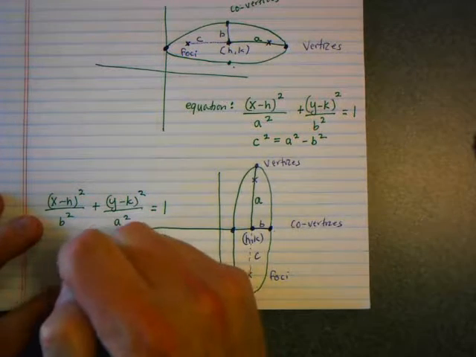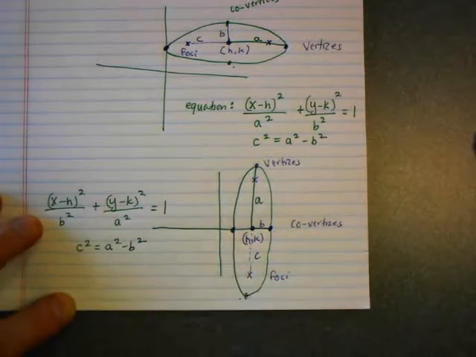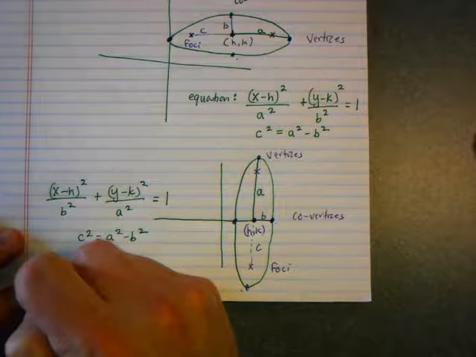The same formula still works: c squared is a squared minus b squared. And then there's one more number that we talk about, and that's called eccentricity.